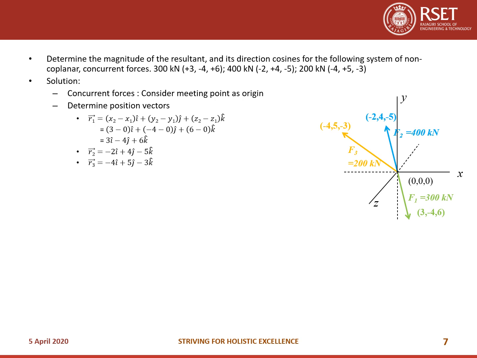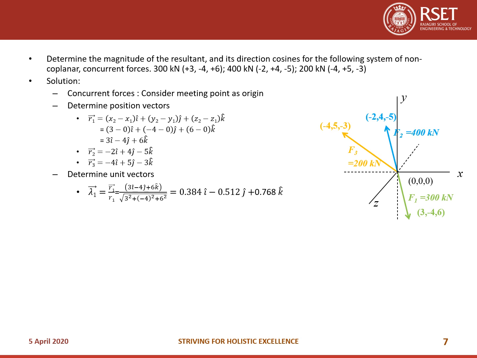Now what's the next step? To determine the unit vectors. How will you determine the unit vector? Lambda 1 is equal to position vector R1 divided by the magnitude of position vector R1. How will you get the magnitude of the position vector? Square root of the sum of the squares of the coefficients. That is the square root of 3 square plus minus 4 square plus 6 square will be the magnitude of R1, and the position vector will be 3i minus 4j plus 6k.